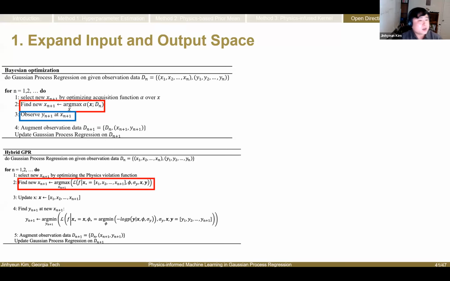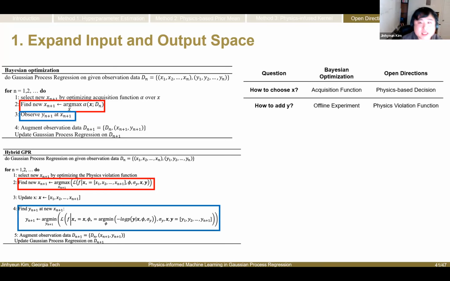We may be utilizing the physics-based information to find the new X location and find an artificial Y instead of doing the offline experiment. For example, Bayesian optimization utilized the acquisition function to choose X and perform an offline experiment to add Y. Maybe we can use a physics-based decision to choose X and add Y.